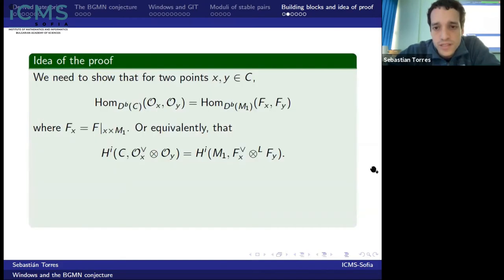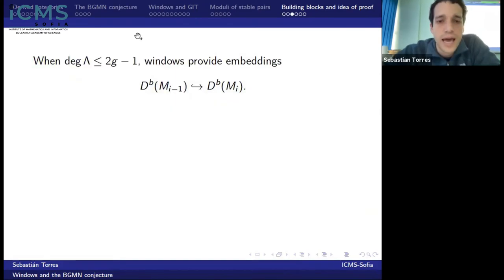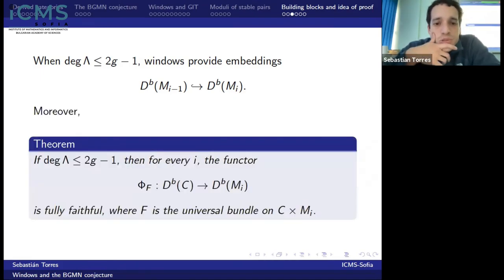But I also told you that the derived category of M_{i-1} is embedded into that of M_i. So you can use that to embed the derived category of C not just into M1, but crossing the wall all the way to M2, M3, and every M_i. So you can show this theorem that for every i, with this numerical condition, you have this fully faithful functor, which is defined by the universal bundle on C times M_i.